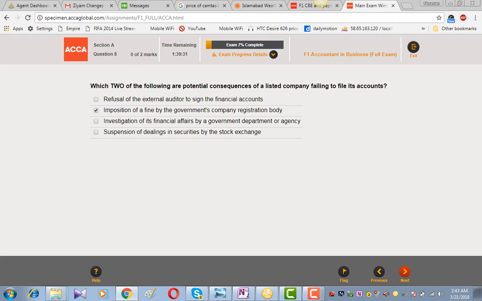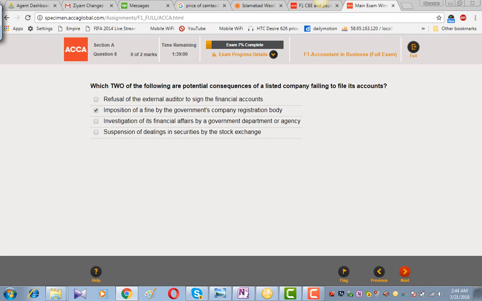Third option is investigation of financial affairs by a government department or agency. This is not a case of fraud; a listed company not filing its accounts, or failing to file them, can bring a fine for this failure, but an investigation cannot start, because this is not a fraudulent activity. So I think this is not a right answer.